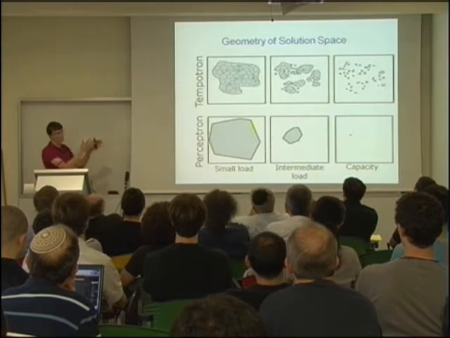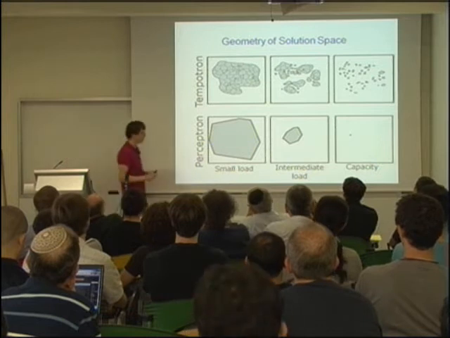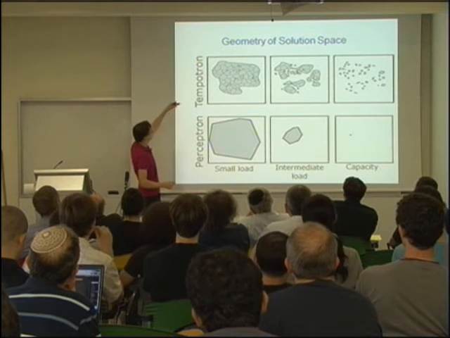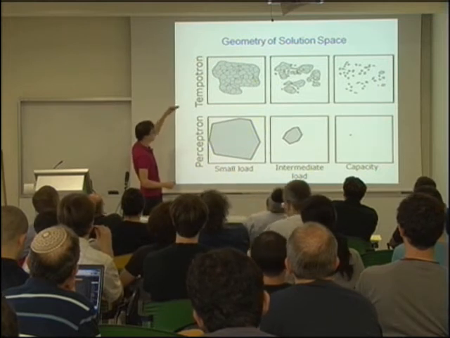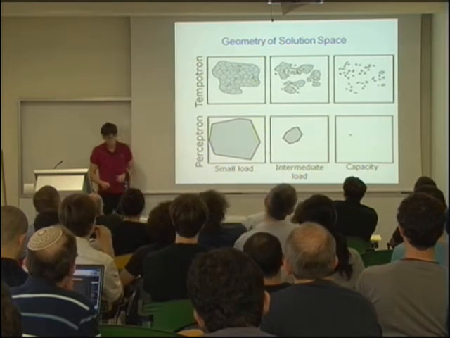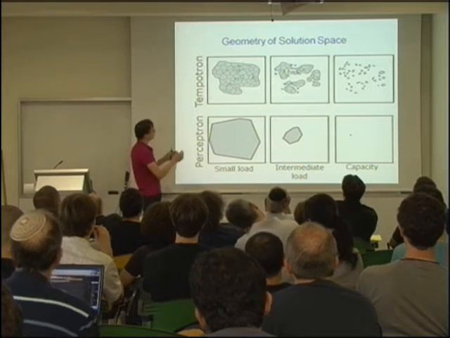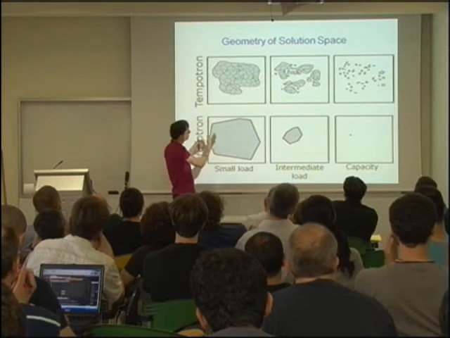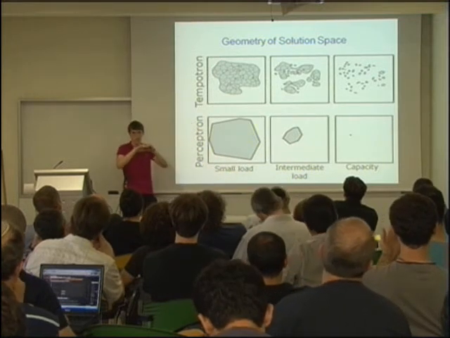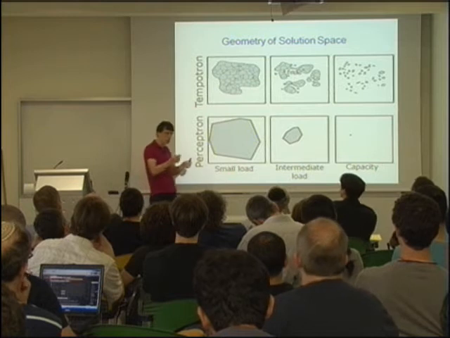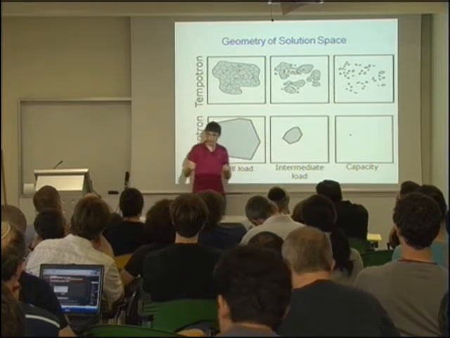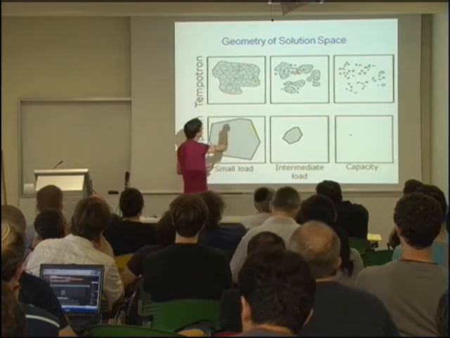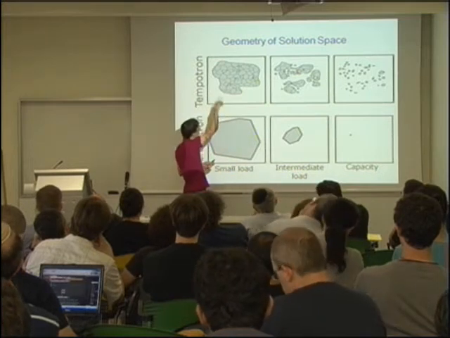But this is the story that this equation tells us. Here we see the picture that we saw before of the perceptron, and for comparison we see that the picture for the tempotron is very, very different. The main thing to note is the solution space is not convex, because we have many different ways of classifying the patterns with different weights, we don't get the convex shape of the solution.